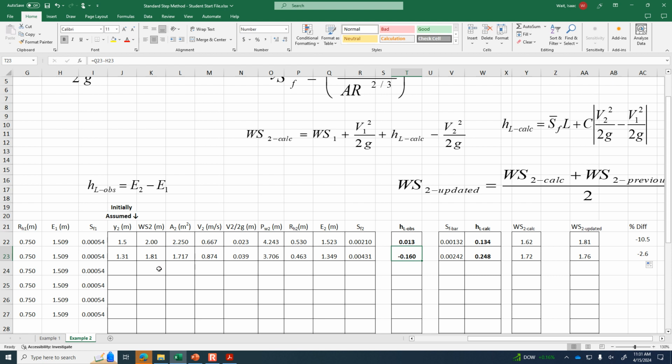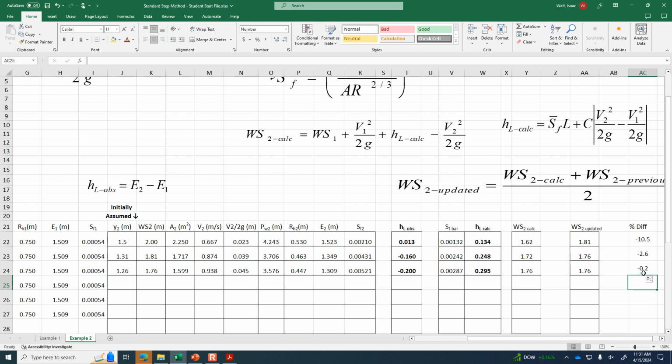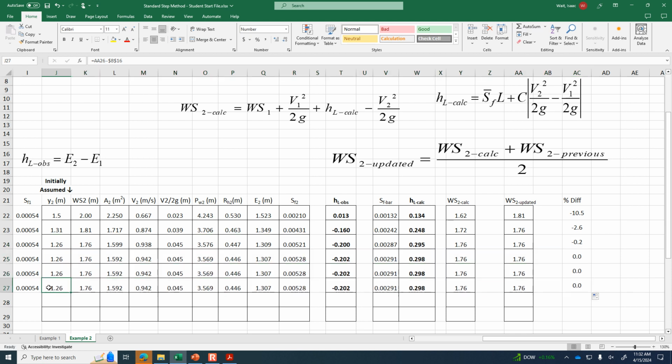1.31. Actually, now that we've defined this as being the previous water surface minus the elevation, we can select all of the row and drag it down from there. Another 1.26. You see the percent difference is getting smaller. Although I'm just perplexed about why we're getting negative head loss. I may need to look into that later, but let's just take it until the percent difference is no longer changing and see what depth it gives us. So 1.26, and that is the value that I've previously calculated.